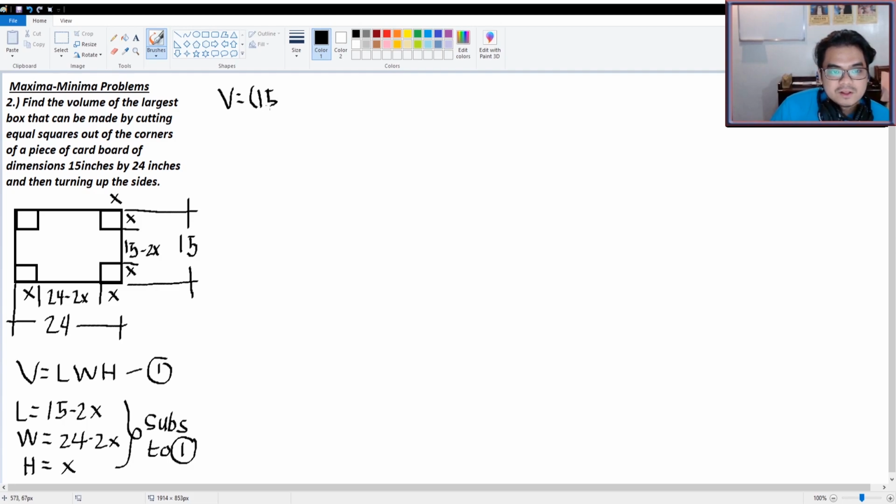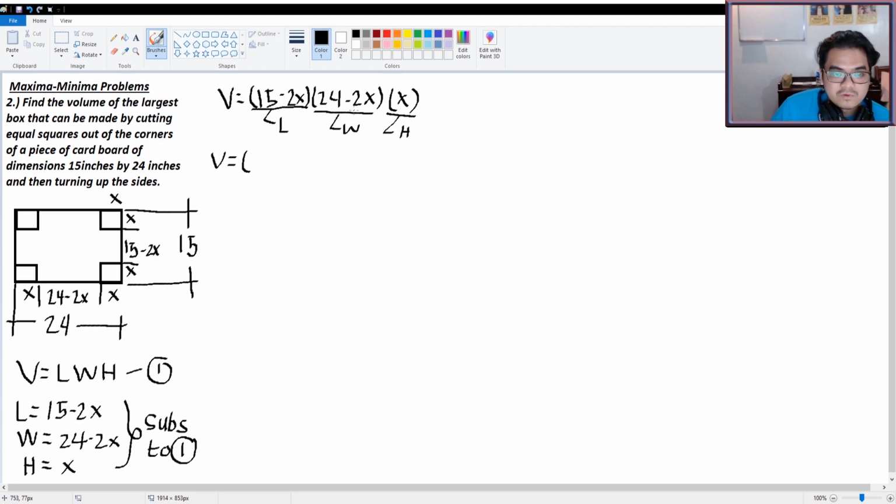So you'll have here 15 minus 2x times 24 minus 2x. That will be your length, width, and of course times x. Let's just write this. It's times x, and this will be your height. So that's your length, this is your width, and this will be your height. So that's length times width times height. Okay, so we have to expand.